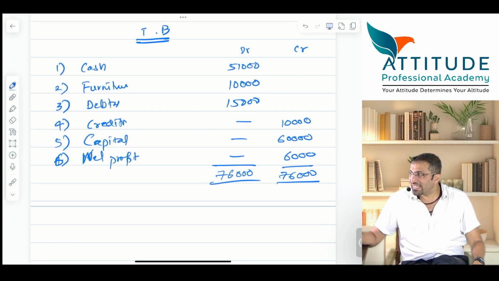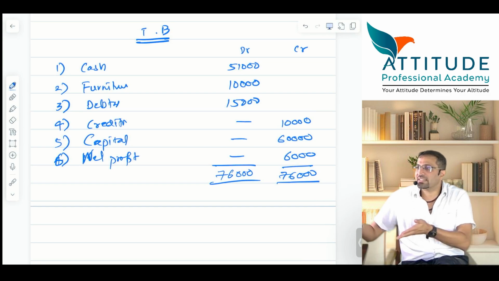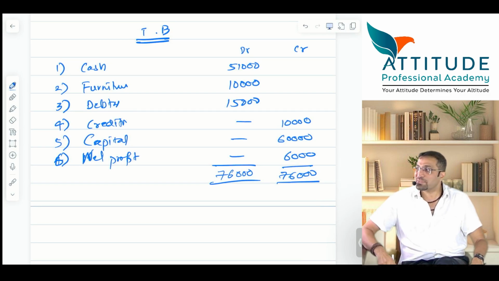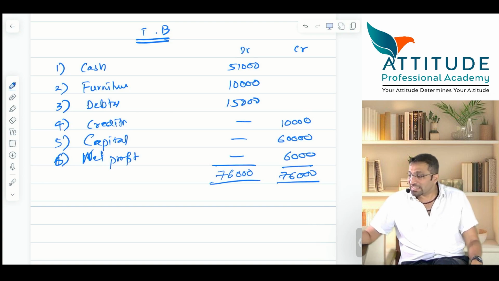Giving such a trial balance, they'll say prepare the balance sheet. Can you easily prepare it? What is left in this is only balance sheet items. It means that after looking at this trial balance, what do you understand?